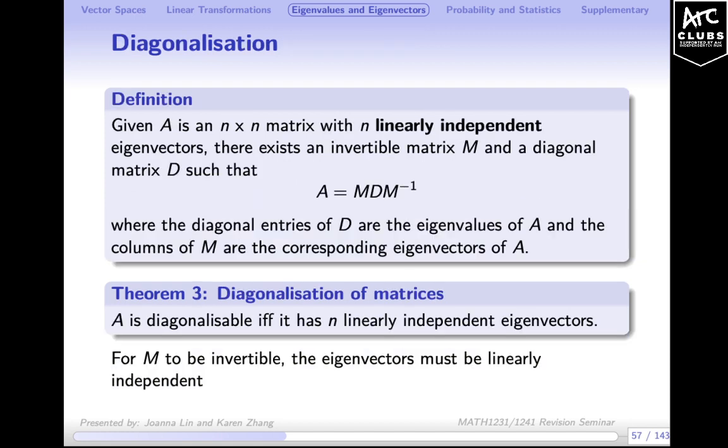Okay, so moving on to diagonalization, this is also a pretty important part of this section. Given A is an n by n matrix with n linearly independent eigenvectors, and this is really important, there exists an invertible matrix M and diagonal matrix D such that A is equal to M times D times M inverse. The main thing in this definition is that the eigenvalues make up the diagonal entries of D, and your eigenvectors are the columns of M. So this is the main part.